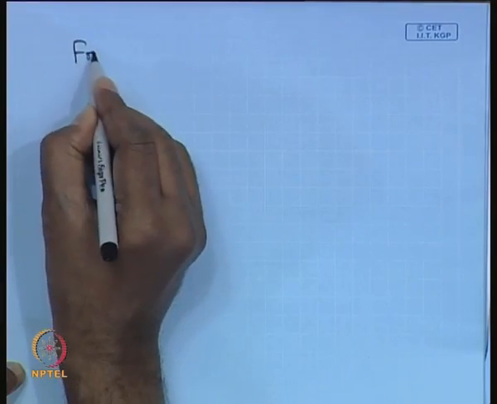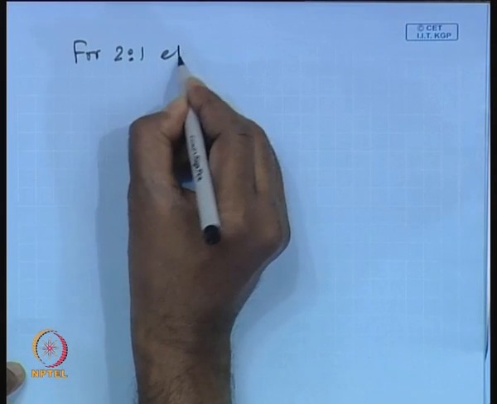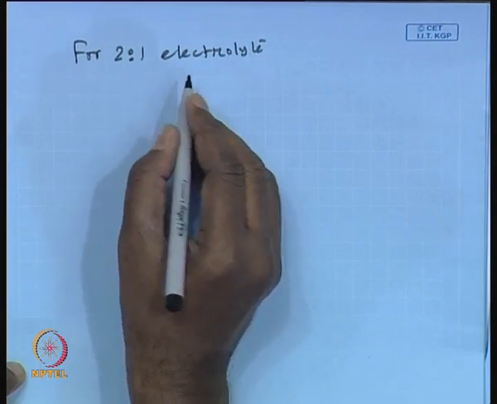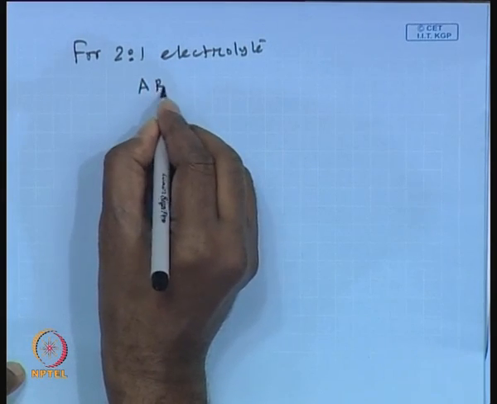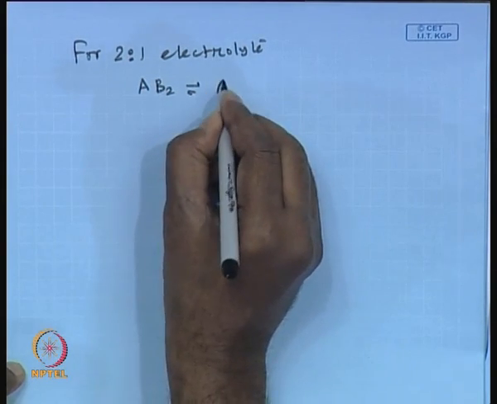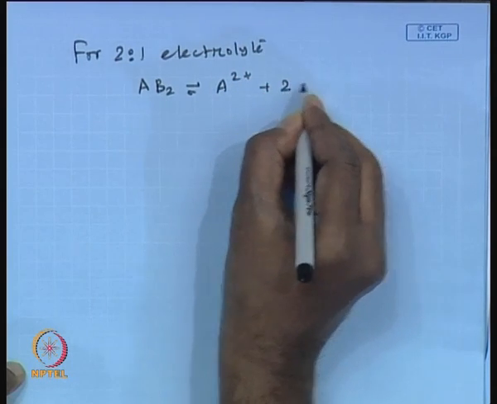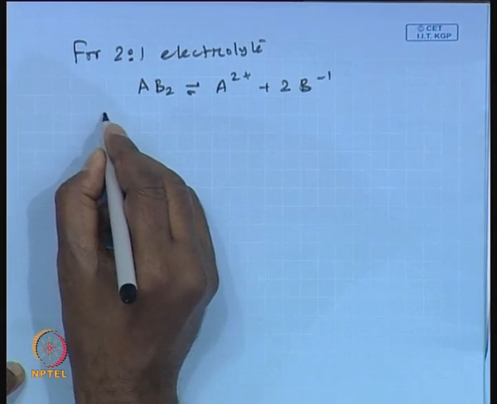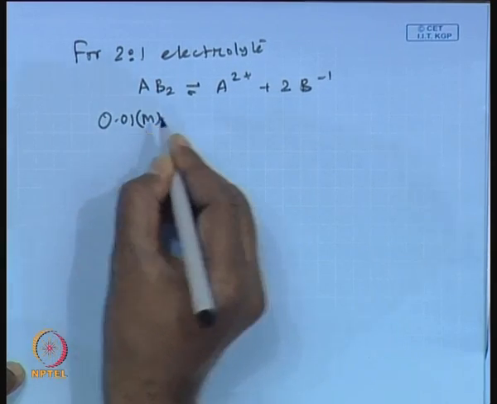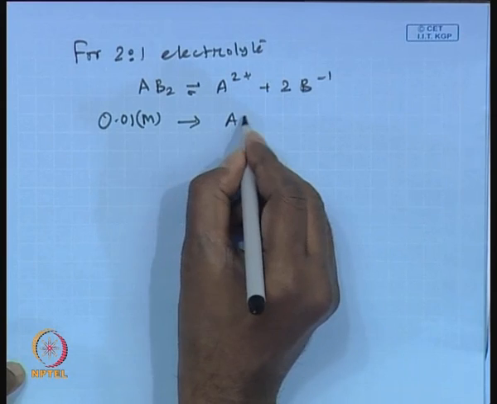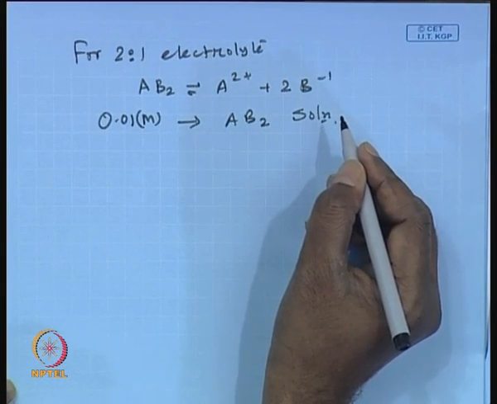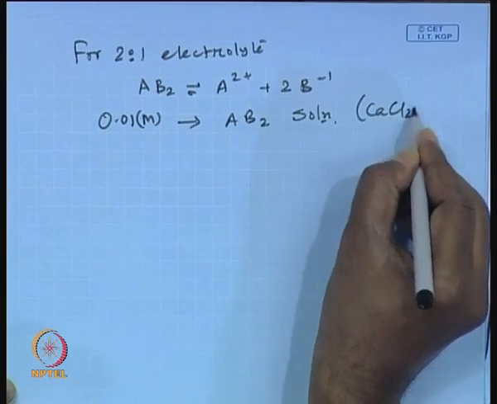Now let us look into the type of the electrolyte. For a 2:1 electrolyte, you have AB2, that means A2 plus, 2B minus, right. And let us talk about a 0.01 molar AB2 solution, and what is the typical AB2 solution? It is CaCl2 solution, okay. It is calcium chloride, let us say.